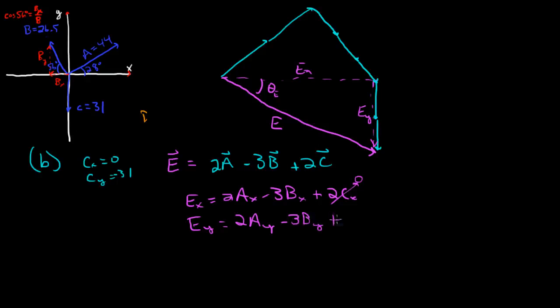Okay, you do that same thing. Once you've got Ex and Ey, the length of E is just the square root of Ex squared plus Ey squared. And the direction, theta E, is the arctangent of Ey over Ex. All right, and those are enough to specify the vector completely.